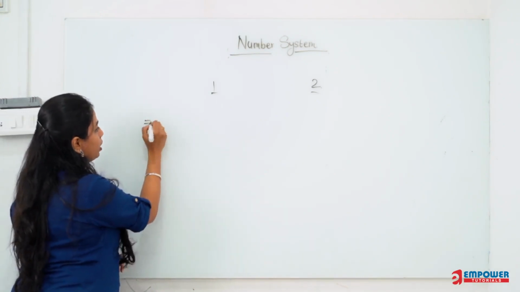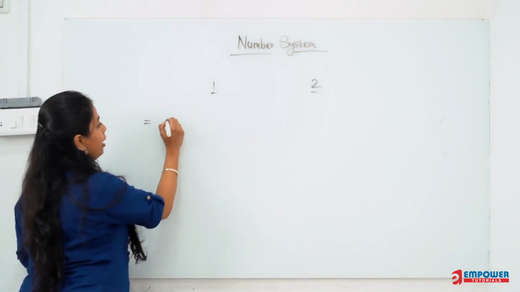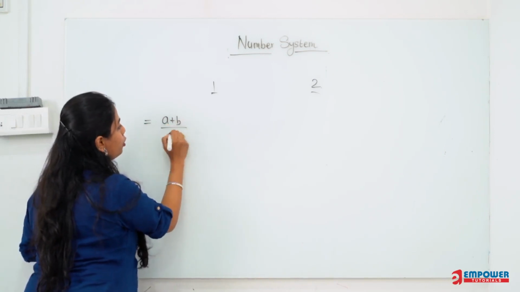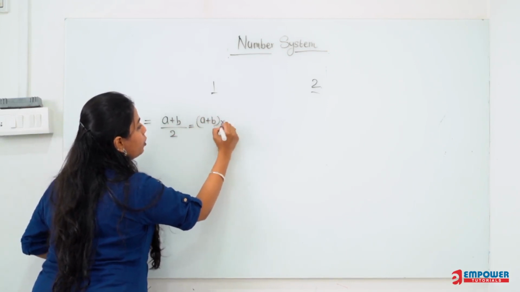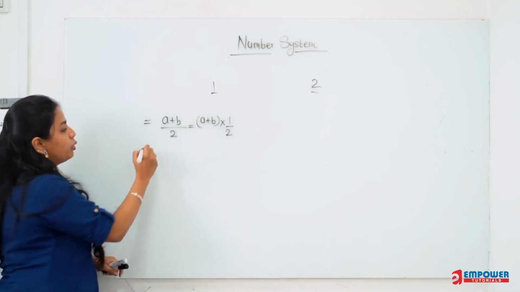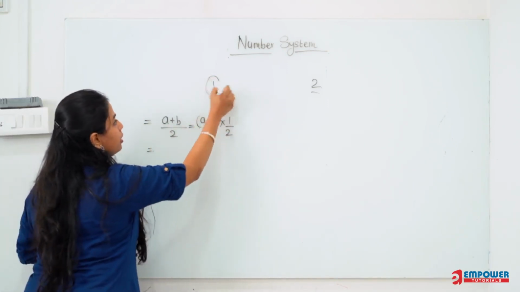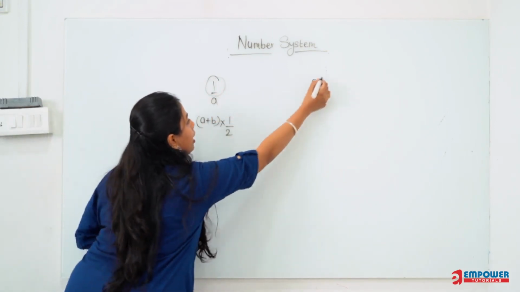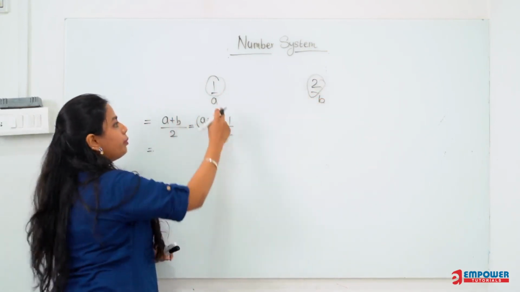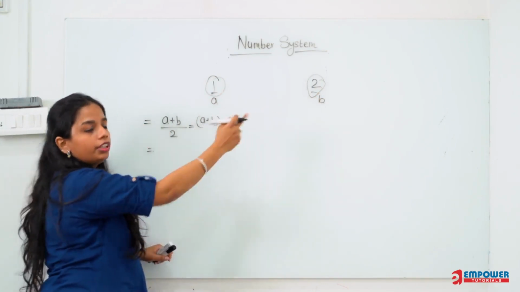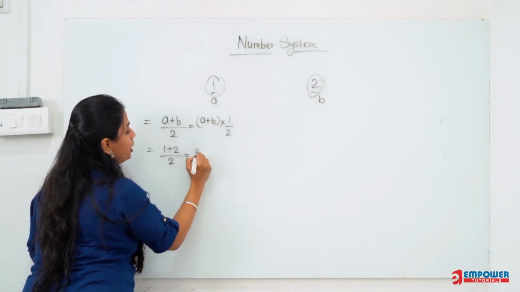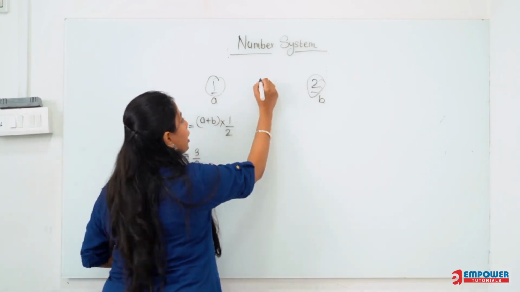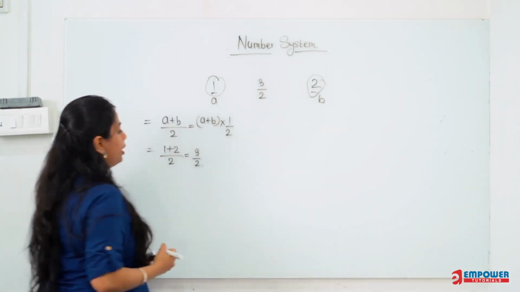There is one traditional method where we use the formula a plus b upon 2, or you can also write it as a plus b into 1 upon 2. So I will consider this number as A and this number as B, because I need to find the number between these two. So this will be equal to 1 plus 2 upon 2. So this will be 3 by 2. So one number I got between 1 and 2 is 3 by 2.